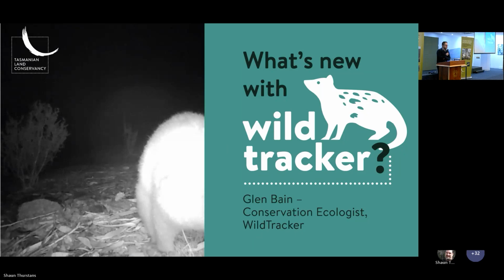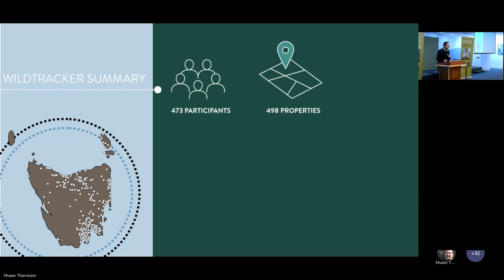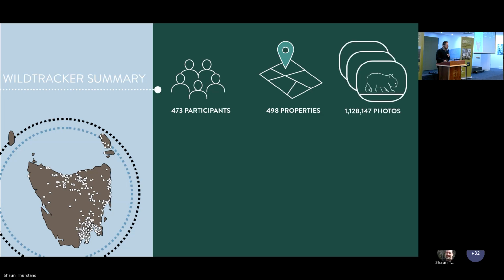For those who aren't aware, Wild Tracker is the TLC's citizen science program where we ask landholders who are using camera traps to upload the photos they collect from their property and also help us classify the species that are in them. So as a very quick overview, currently we have 473 participants or landholders registered to use Wild Tracker. We have 498 properties in the system, and as you can see from the map, they provide a pretty good spread across the state. Together, people have uploaded more than 1,128,000 photos.